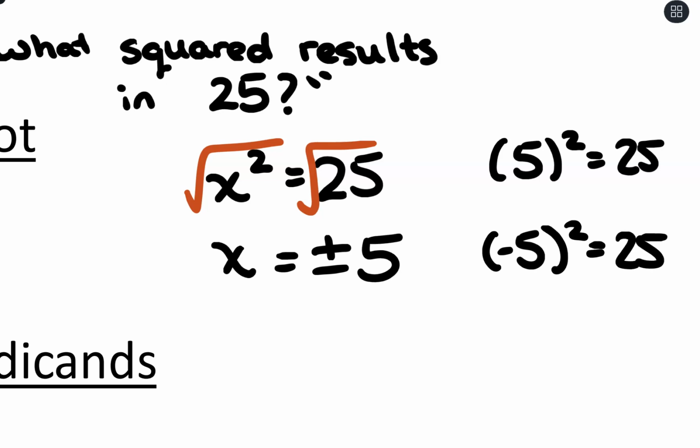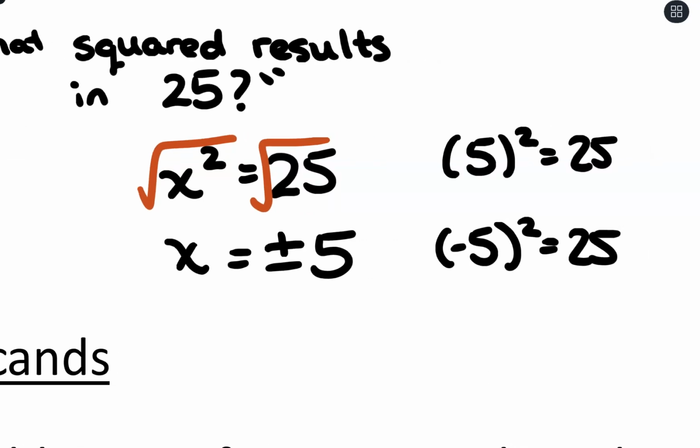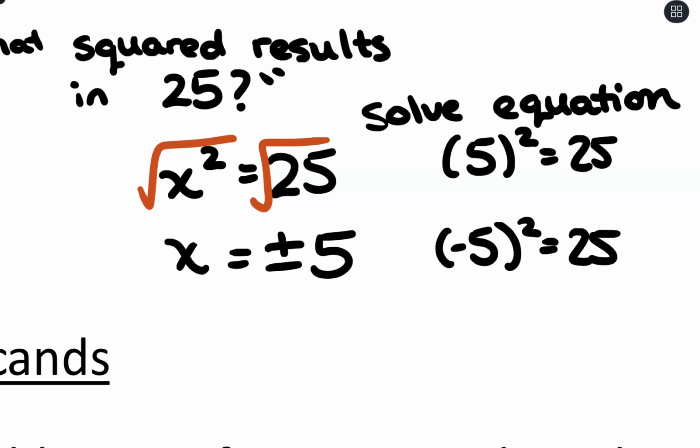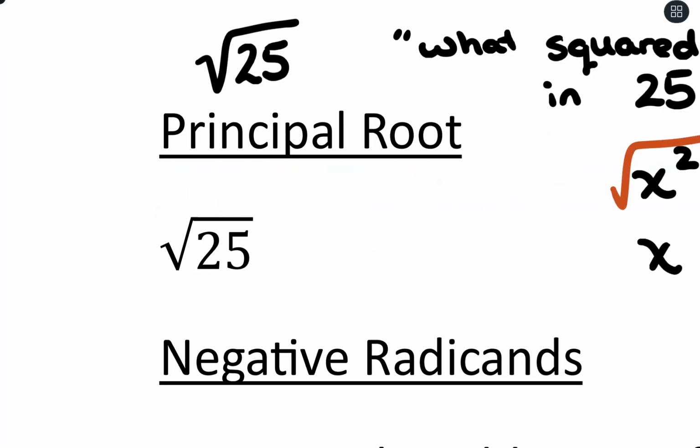And our whole goal there in solving was finding all possible solutions. So with this, we were solving an equation for possible values for x. What's changing a bit here is here we're simplifying. We're simplifying a radical expression.